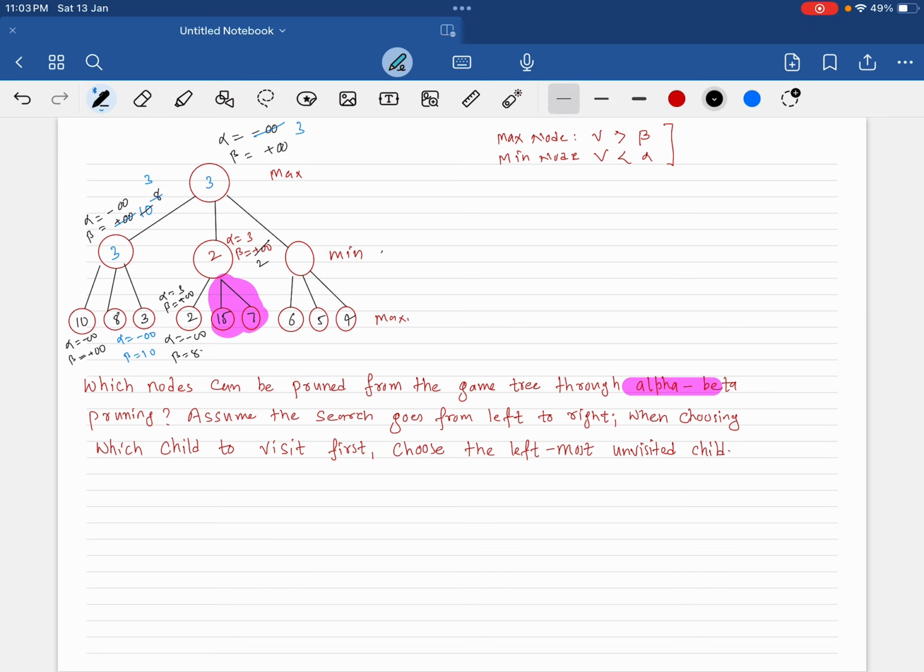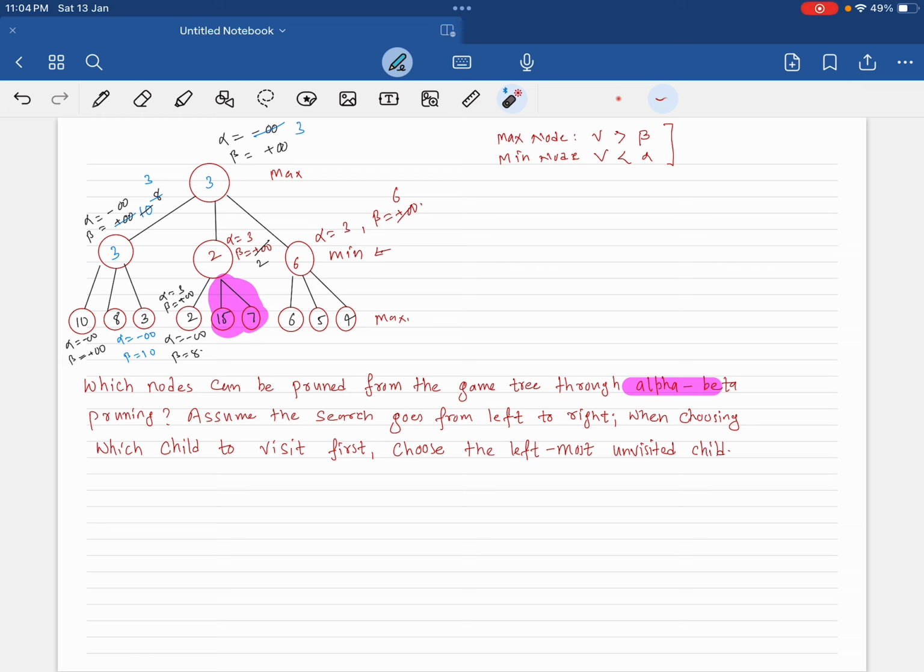Again we will go to this node, and here this is a min node, with alpha equal to 3 and beta equal to plus infinity. So we will check the condition, right? That condition is not going to be satisfied, so it will take value 6, right? Now we will visit this one, and we will update the value of beta. Why are we visiting? Because the condition is not satisfied, so we will explore it.